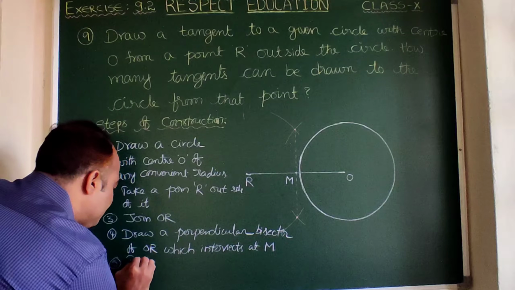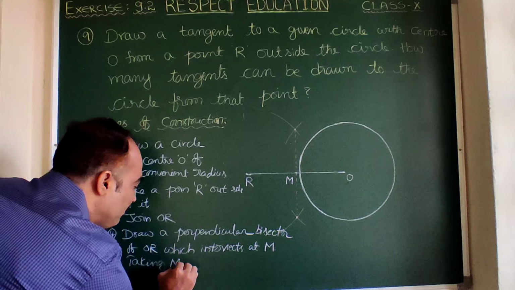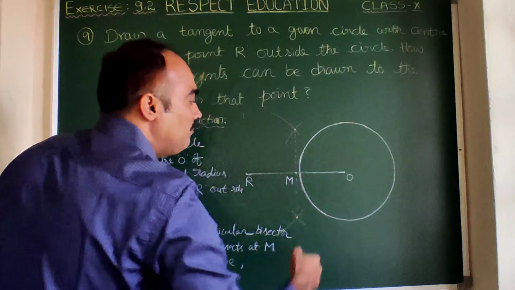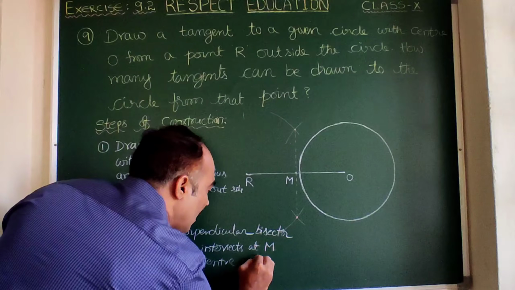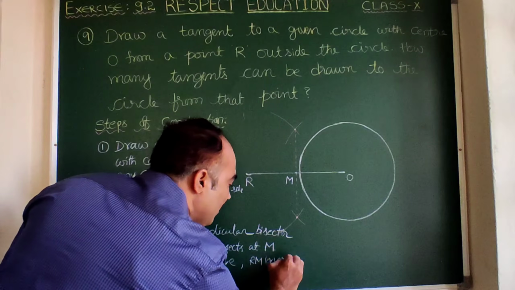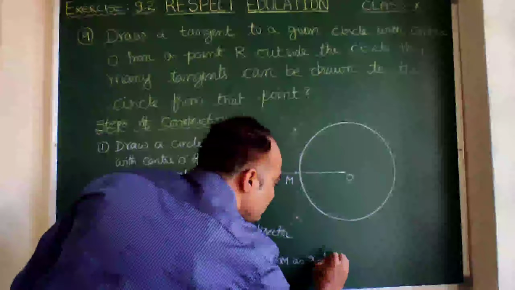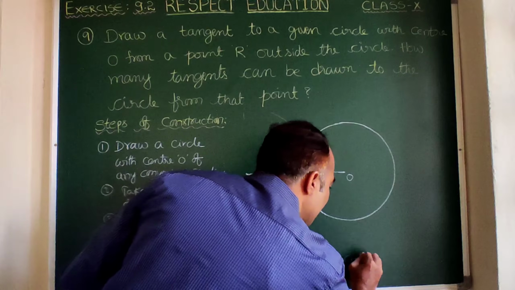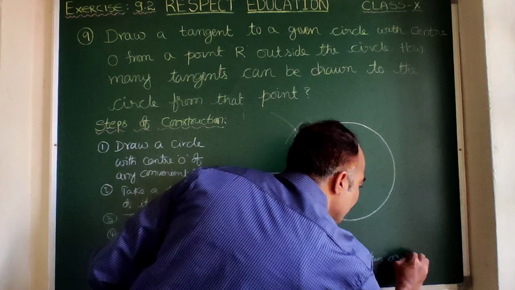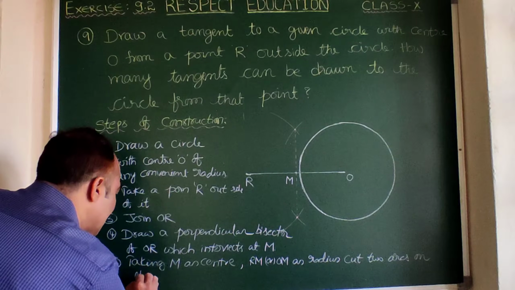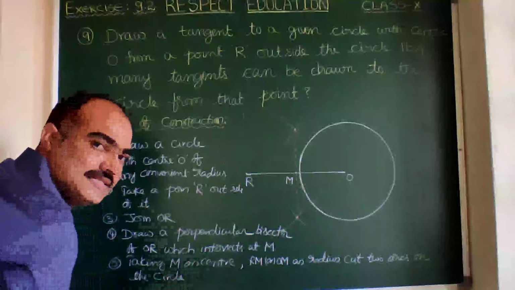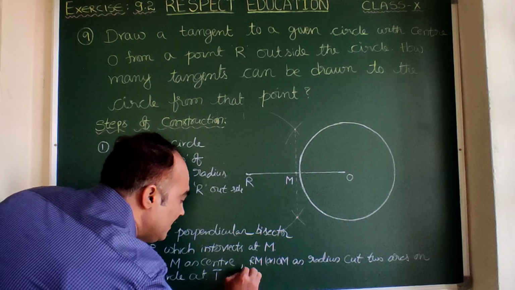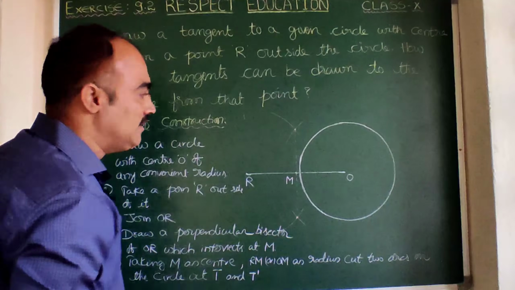Taking M as center, and either RM or OM as radius, cut two arcs on the circle. Let us take those points as T and T dash. Let us do it now.